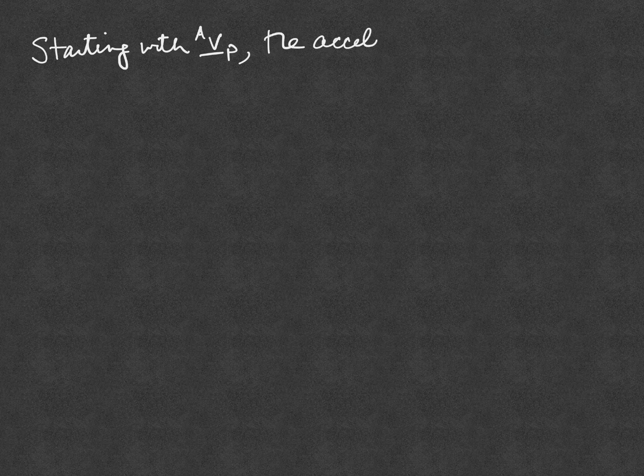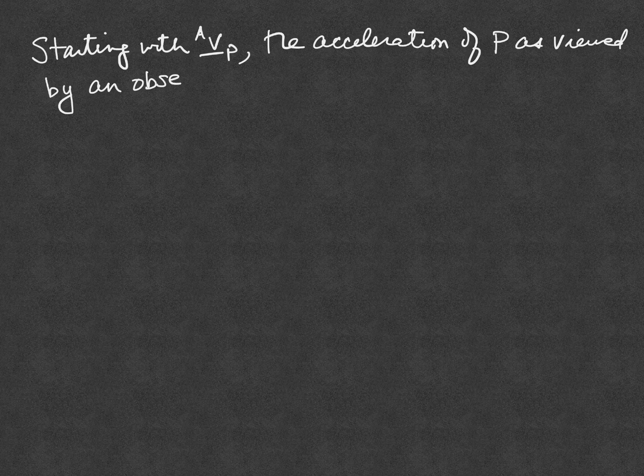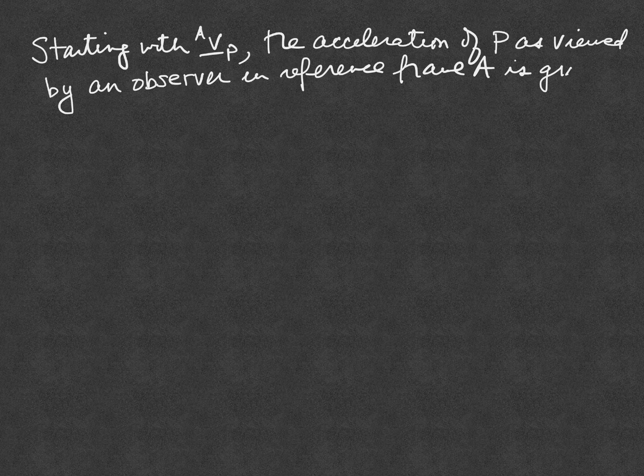So then, starting with the velocity of P in A, the acceleration of P as viewed by an observer in reference frame A is given as the acceleration of P in A. Now we're going to take the rate of change of the previous result, which is the rate of change in A of the velocity of P in A.